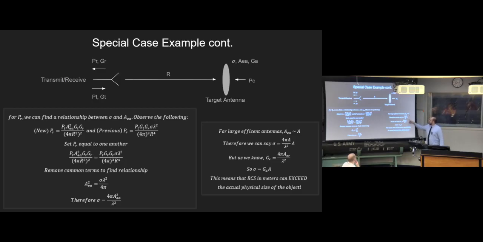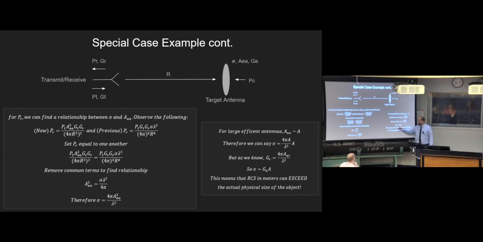So that's fine, which means we can say, of course, it was squared, factor this out, 4 pi times A over wavelength squared is equal to A. But what do we know? We know that the GR, the receiver gain, is equal to 4 pi times area over wavelength squared, which means GR is this.